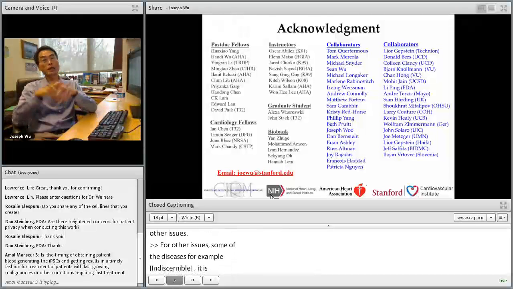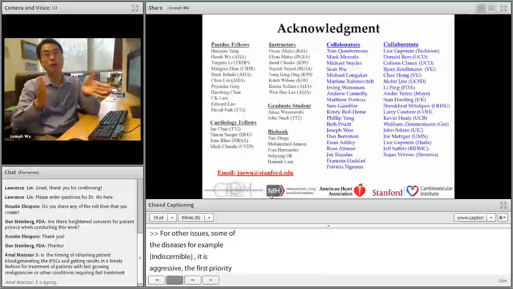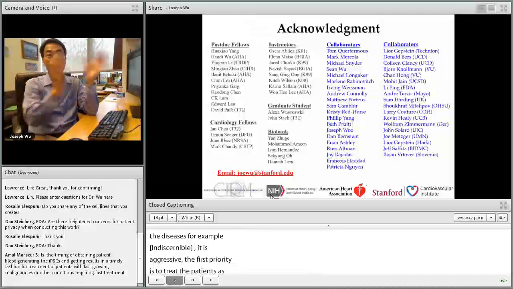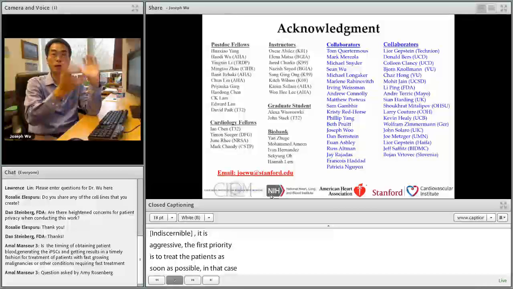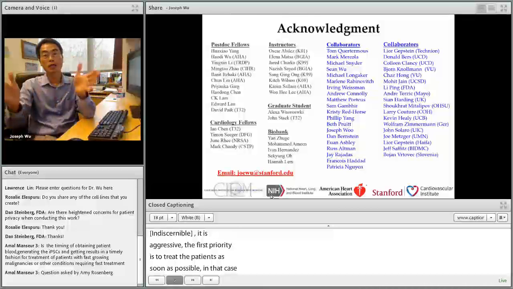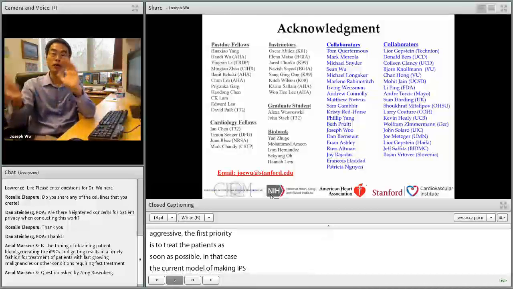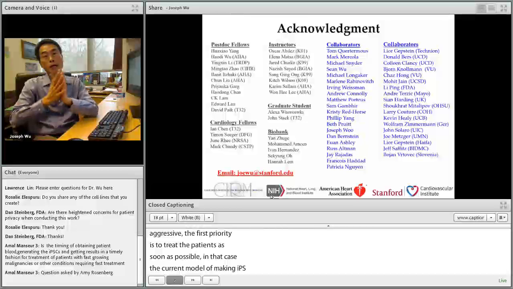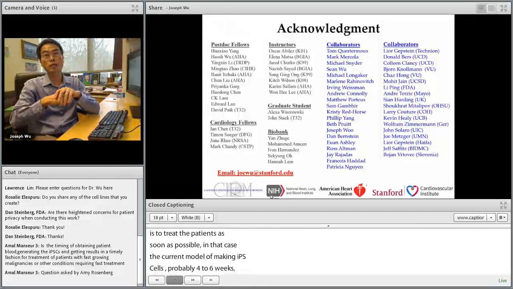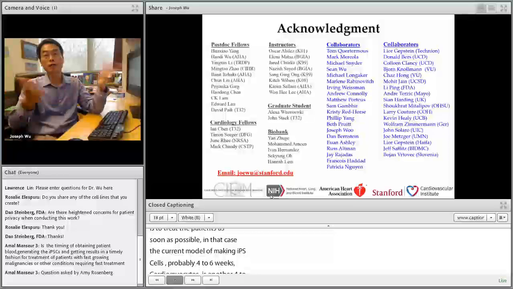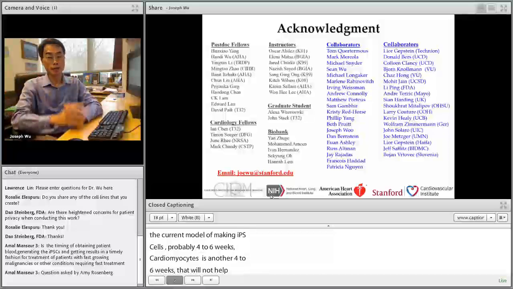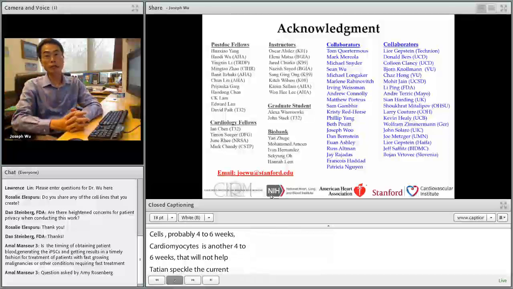In that case, the current model of making iPS cells takes probably about 4 to 6 weeks, and generating the cardiomyocytes is another 4 to 6 weeks. That's not going to help our patients. So the current model is used for diseases that are much more chronic. For example, we picked the example of a breast cancer disease.